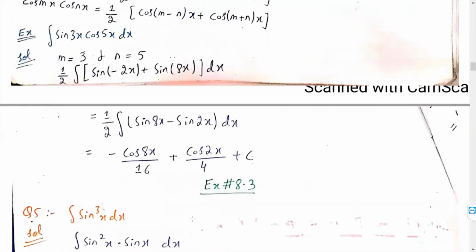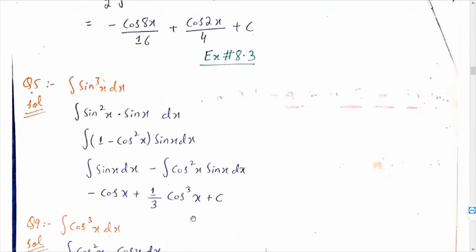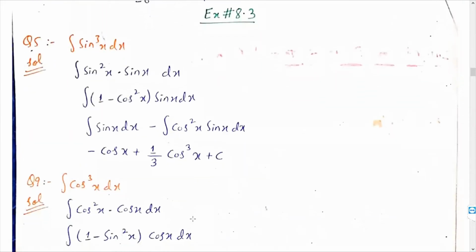We have discussed this example. Now comes exercise 8.3, integral sine cube x into dx. As sine cube x, the power of sine is odd, so we can split it into two terms, sine square x into sine x. Sine square x can be written as 1 minus cos square x. Multiplying it, we get sine x into cos square x into sine x.